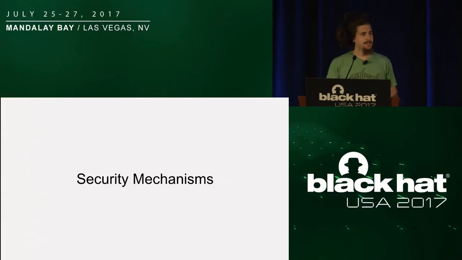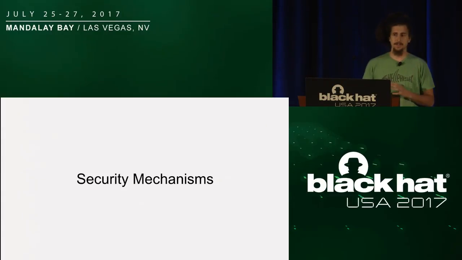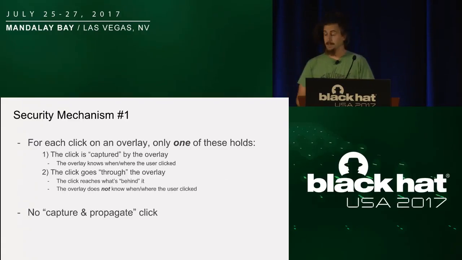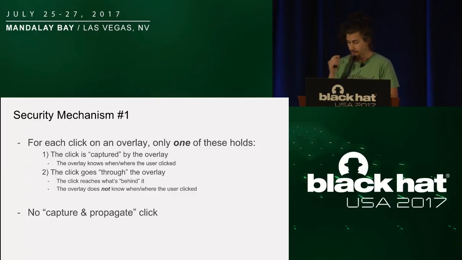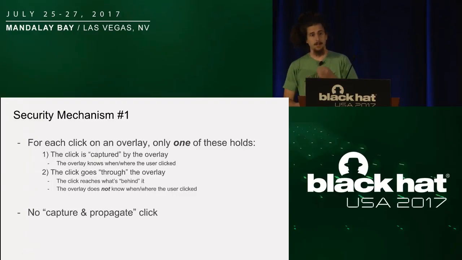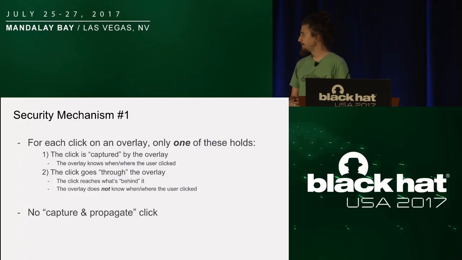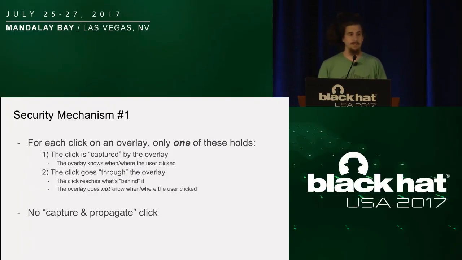Now, I said that these two permissions are powerful, but there are a number of security mechanisms there to prevent abuse. And now I'm going to give you an overview about these security mechanisms. The first one is that for each click, two things can happen. An overlay can either get the click and know where the user clicked, or the click goes through and the attacker doesn't know where the user actually clicked. So you cannot implement out of the box things like capture and propagate clicks.